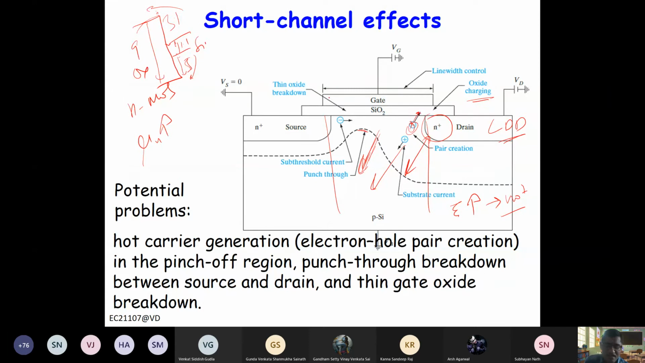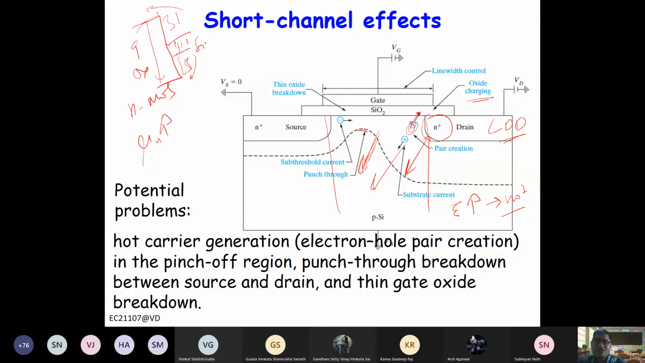Of course, thin oxide is also part of the short channel effect, because there may be tunneling current through the gate. Ideally there is zero current, but for short channel devices, there may be a gate current due to tunneling.